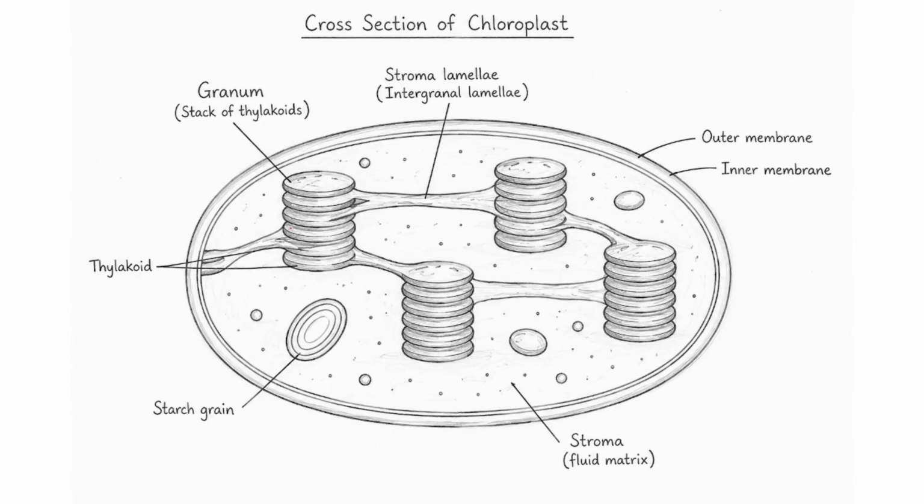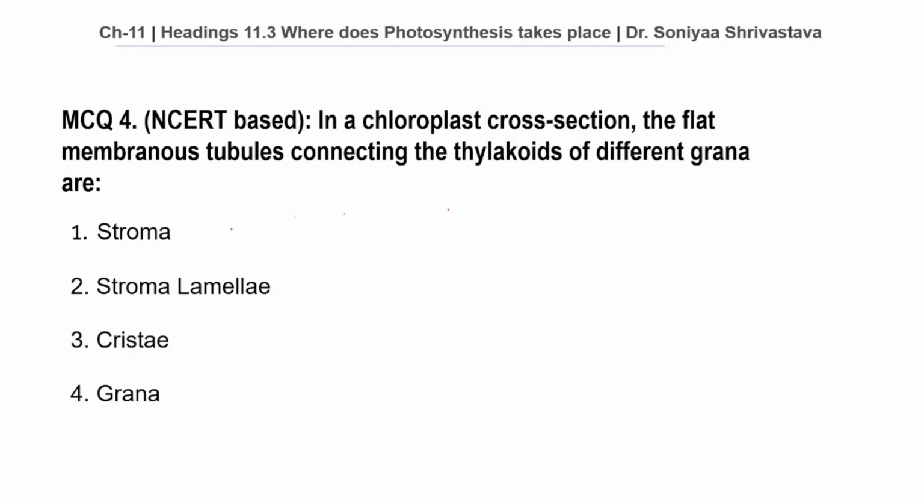As we have already discussed, the membranous system consists of thylakoids, granum and stroma lamellae. All these stacks of thylakoids are connected with each other by thin membranous tubules known as stroma lamellae. Now coming to the options. First one is stroma. What is stroma? Stroma is a fluid-filled matrix. So this option is wrong.